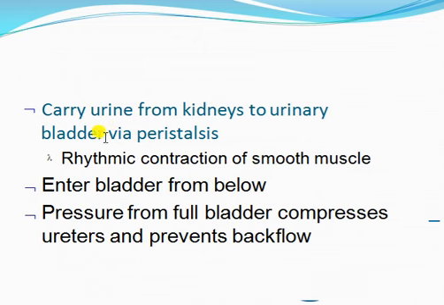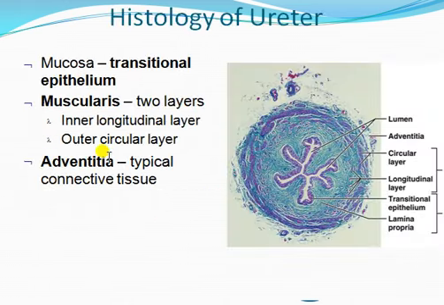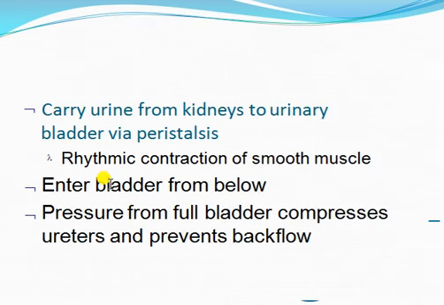So what is the main function? Carry the urine from the kidneys to the urinary bladder via peristalsis movements. Peristalsis means contraction, relaxation, contraction. This is a rhythmic contraction of smooth muscle. So these are 2 layers, the longitudinal and the outer circular muscle. They are automatically rhythmic, and contractions take place. Contraction, relaxation, contraction, relaxation.